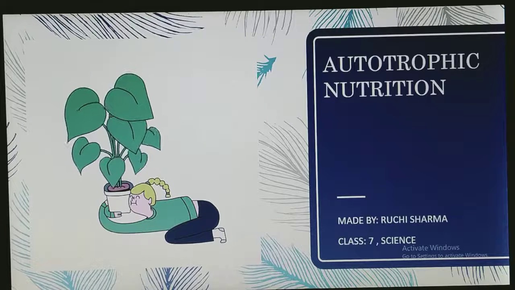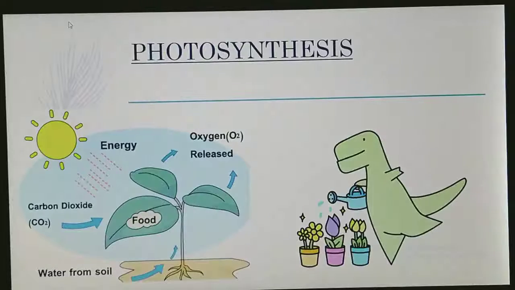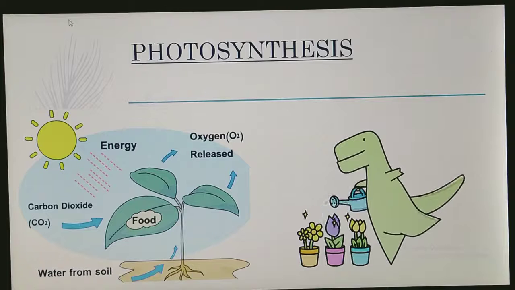The mode of nutrition in which an organism makes its food itself from simple inorganic substances is known as autotrophic nutrition. Green plants make their food from carbon dioxide and water in the presence of chlorophyll and sunlight. So the mode of nutrition in green plants is autotrophic. Green plants produce food for themselves as well as for animals and human beings, as we all know.